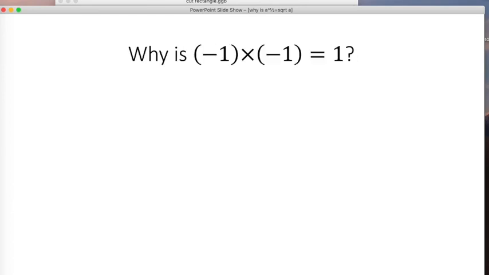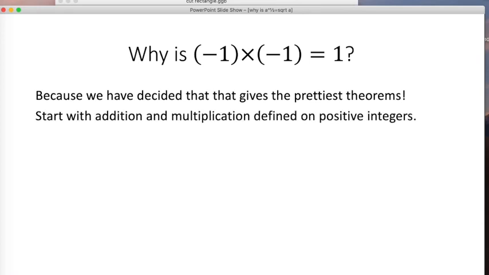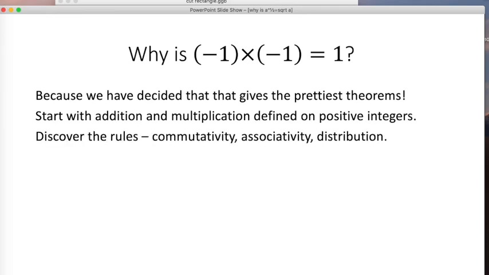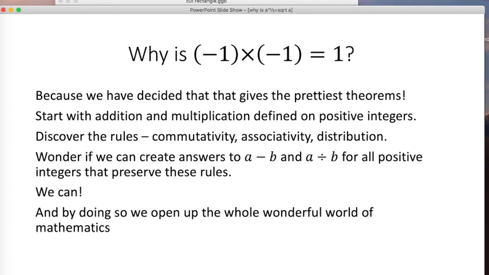So why is negative times negative equal to positive? And the answer is really because we've decided it gives the prettiest theorems. We like it that way. So let's just go through that. We start by defining addition and multiplication on positive integers. And then we discover some rules, which we nowadays call commutativity, associativity, and the distributive rules and so on. And then we go through wondering again if we could create answers to these puzzles for all integers that would preserve these rules. And the answer is yes, we can, but only if we define negative times negative equal to positive. And when we do that, we open up the whole wonderful world of mathematics.